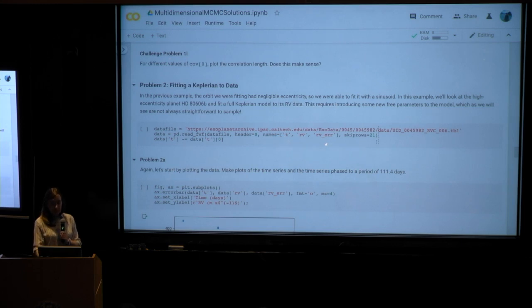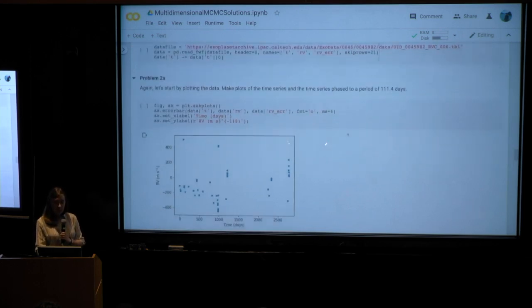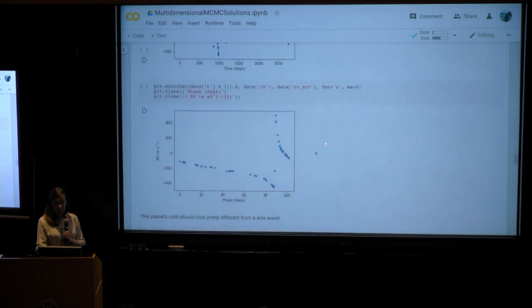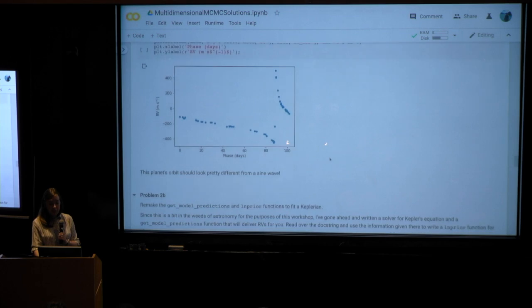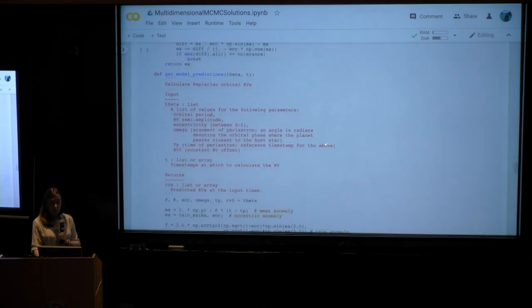But to give you a little look at this, the next thing that is in the notebook is to pick a different star. This is a star with a very eccentric planet. So this one has a period of about 100 days. If I phase it up to that, it looks like this. So we can no longer use a sine wave. Now we have to put in a Keplerian. And so I gave you some functions in the notebook to get model predictions for a Keplerian orbit.